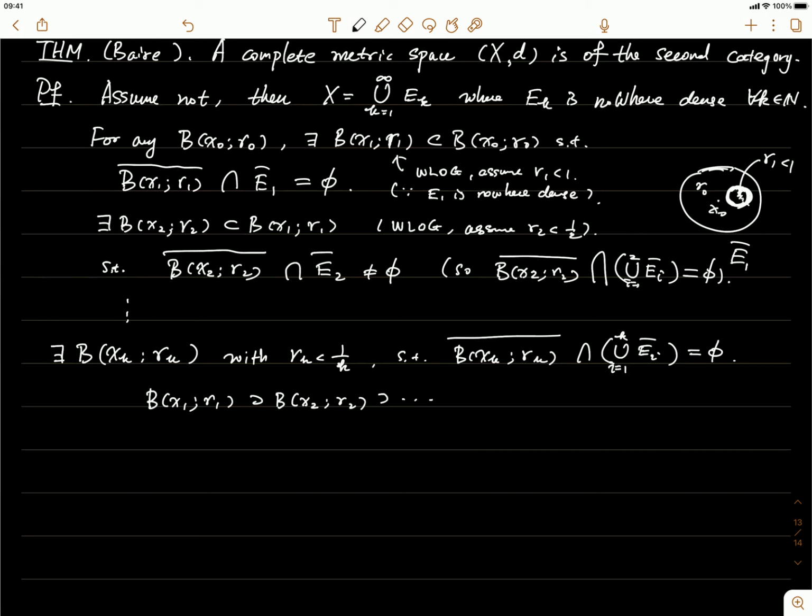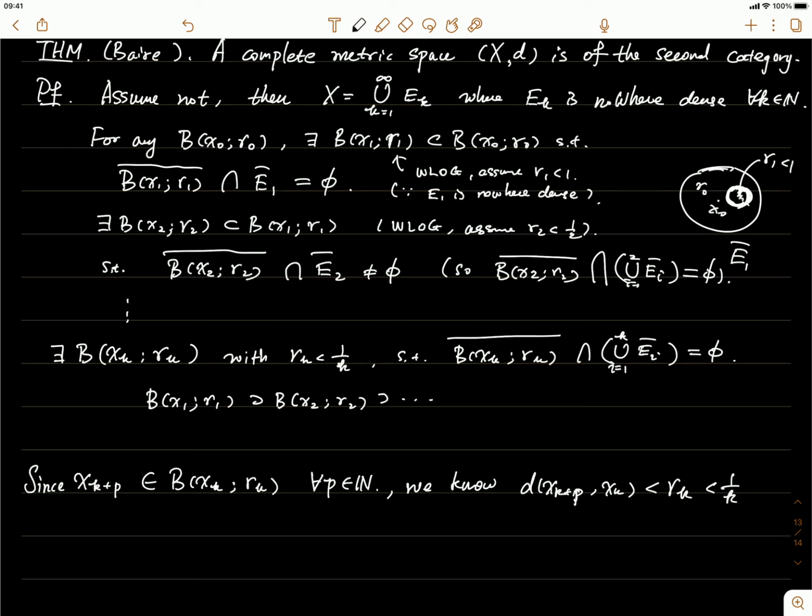Remember that for x_{k+p}, which is the center of the ball for k plus p, I know that this is inside the ball B(x_k, r_k), because this is a sequence of balls where each one contains the next one. So this is true for any p. So if you look at the distance between x_{k+p} and x_k, the distance is less than r_k. It doesn't matter what this p is, we always have that. And this means that the sequence x_k is a Cauchy sequence.